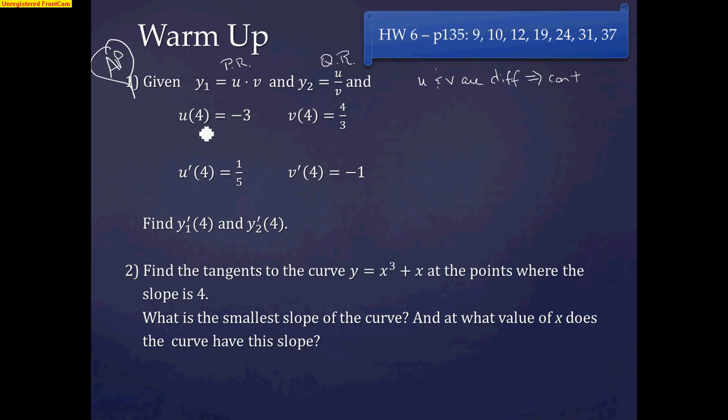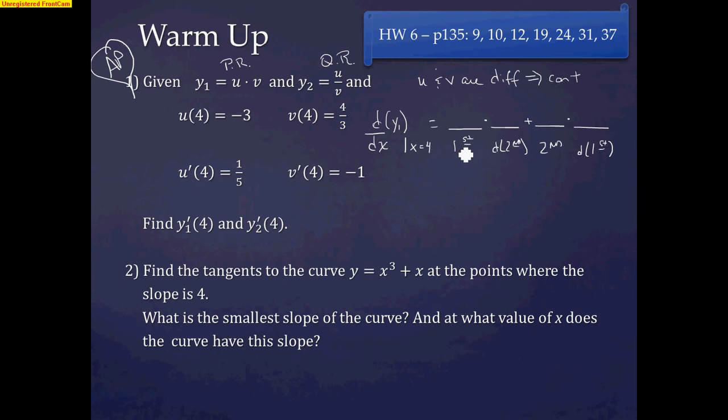But using the product rule here for u times v for y1, if I want the derivative with respect to x of the function y1 at x equals 4, notice they can't ask me for a rule. They didn't give me a rule for the functions. I can't find a derivative rule. So this never changes. First function times the derivative of the second, plus the second function times the derivative of the first.